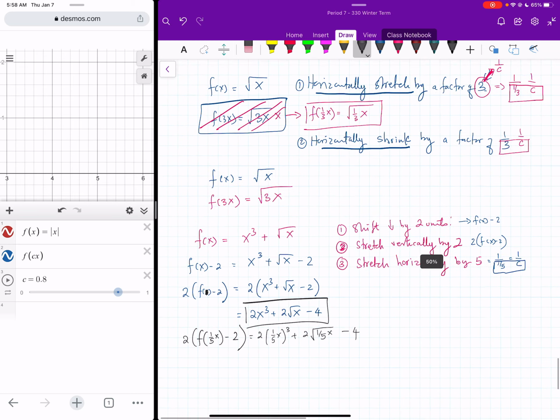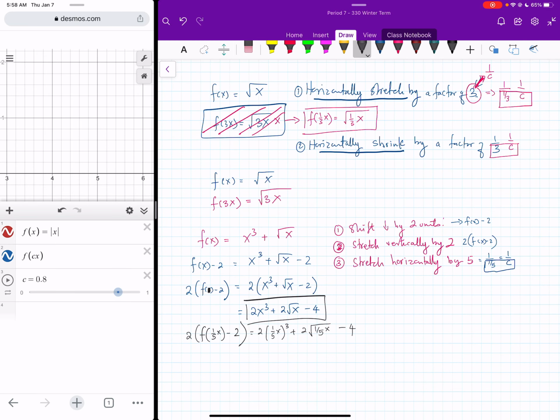So horizontal stretch and shrink are very confusing sometimes. If you're having a hard time, that's okay. We will look at it and practice some more so you get comfortable with it.